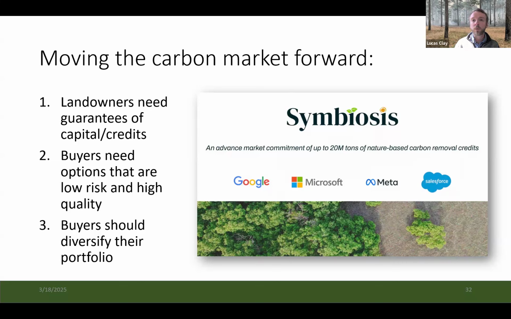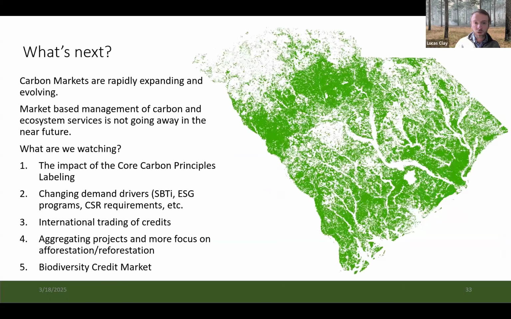So diversifying the portfolio, doing value chain projects, but also just investing in nature-based solutions is the trend that we see from some of the largest players, and we hope that that will play out in the future in hopes to jumpstart some of the climate goals that we have in South Carolina and then all across the world as well. So as just an overview, carbon markets continue to rapidly expand and evolve, and the management of carbon and ecosystem services is not going away in the near future.